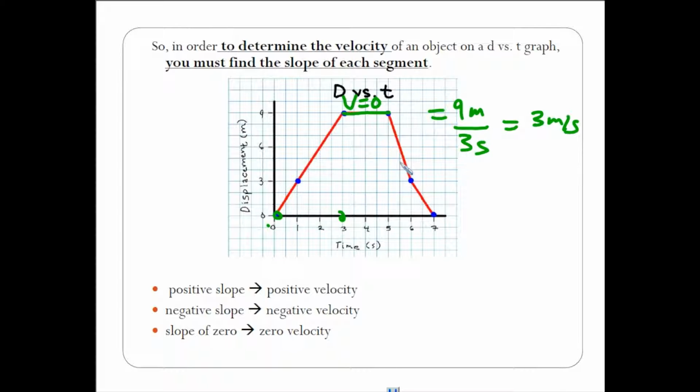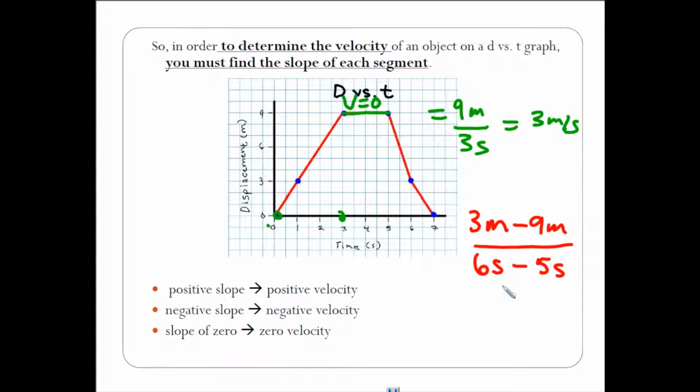From 5 to 6 seconds, though, we can determine the speed of this object, again, by finding our final and initial y and x values. In this case, our final y value is 3 meters minus our original y value, which is 9. And our final time value is 6 seconds minus our initial time value, which is 5.